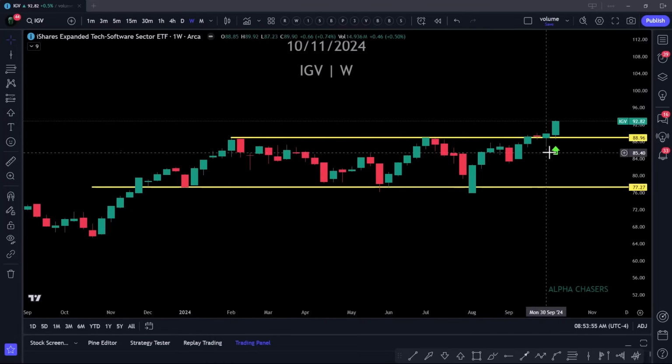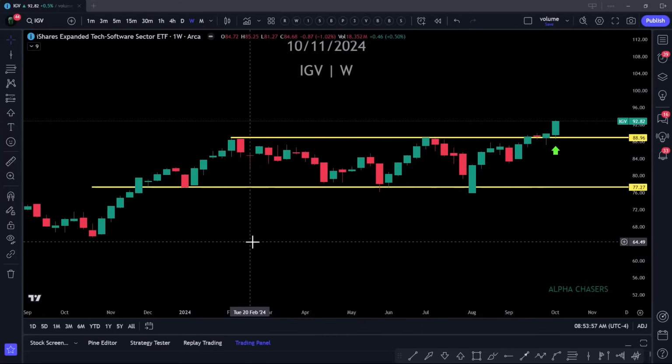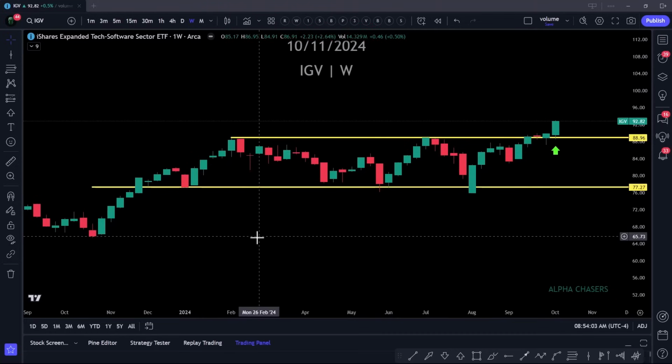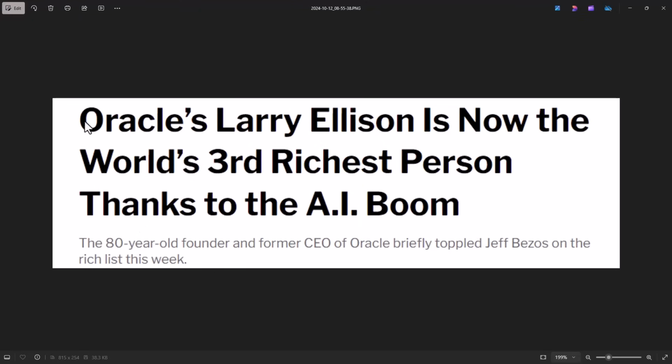Anyway, IGV weekly right here. That is about as technical a breakout as you can get, guys. Like if I was going to write a book and I wanted to show you what a technical breakout looks like over a monthly base, that's what it looks like. Now, I don't think people get this with IGV and what's going on there.